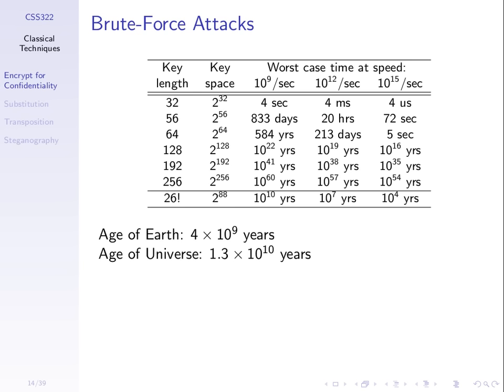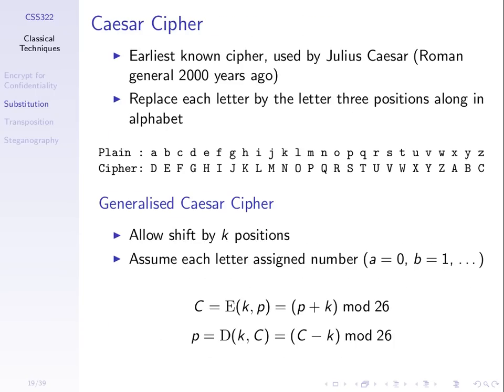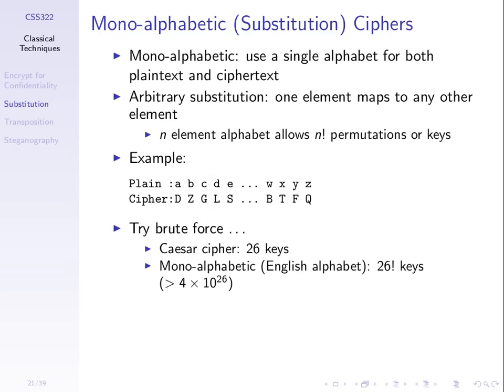Let's look at another cipher. Moving on from Caesar cipher. A problem with Caesar cipher is we only have 26 keys. What about a similar cipher that replaces letters with other letters? Generally, a monoalphabetic substitution cipher. Monoalphabetic, we use a single alphabet for both input plain text and output ciphertext.